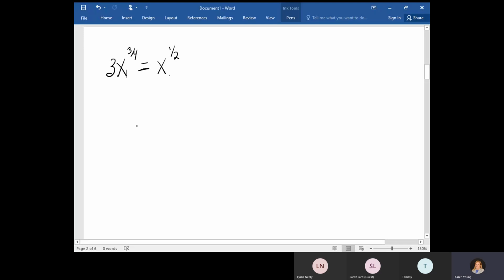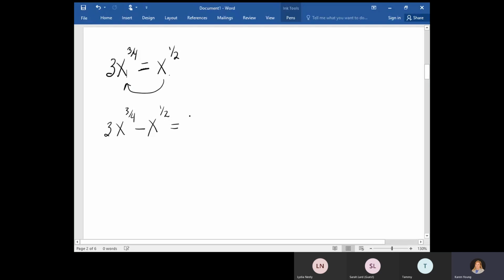This is called solving an equation involving rational exponents and factoring. So I'm going to move this x to the 1/2 over here, so that I have 3x to the 3/4 minus x to the 1/2. When I move it across the equal sign, since it's positive here, moving it across makes it negative.